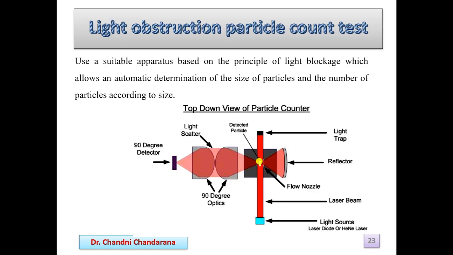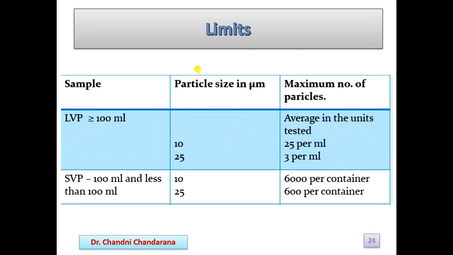So we pass the light like this, and we detect our particles by passing the light. Here there is a reflector, the light source as well as the light trap. Now the next is the limits. This is the limit for particle size in micrometers for the sample, for LVP and for SVP. These are the maximum numbers of particles that should be there.